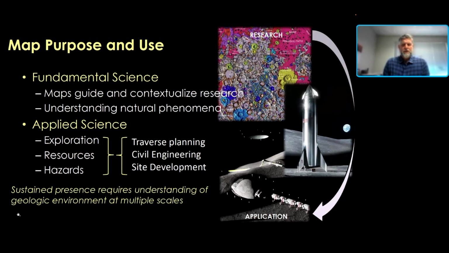So map purpose, this is one of the themes that you'll hear me harping on through this workshop, is that there are 2 different things going on here: fundamental science, where maps guide context and are a way to document geologic phenomena. Okay, so that's basic fundamental research. But there's also the other side that we haven't quite recognized how to get into yet. This is applied science. And so how do we make these geologic maps from research into application to satisfy things like exploration, resources, hazards, and then to assist with traverse planning, civil engineering, site development. On Earth, geologic maps are used for these purposes. Right now, we are in a place for planetary geologic mapping where we are still documenting phenomena and are just starting to scratch the surface of applied science. And so you will see this come up over and over again.